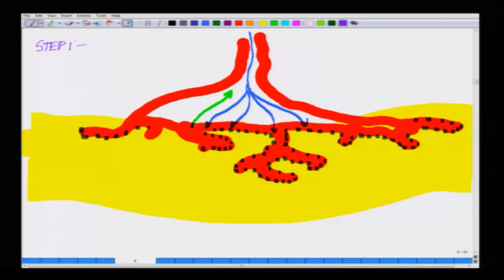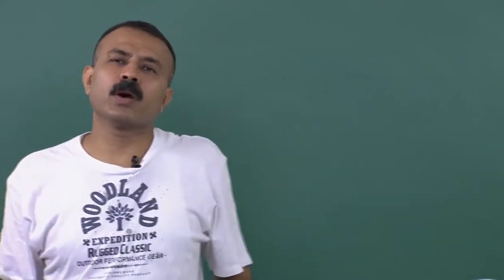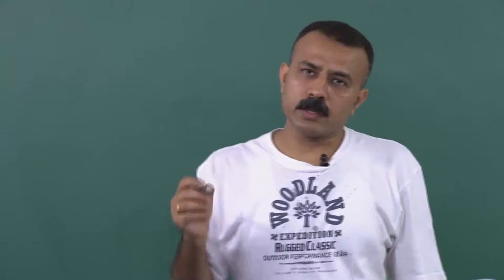the arrival of the action potential, I am just putting P for potential, which basically depolarizes the synaptic knobs. So, just let me introduce 2 more terminologies. The one which is sending the signal is called the presynaptic, and the one which is receiving the signal is called postsynaptic. In this situation, the presynaptic membrane is the neuron and the postsynaptic membrane is the muscle.